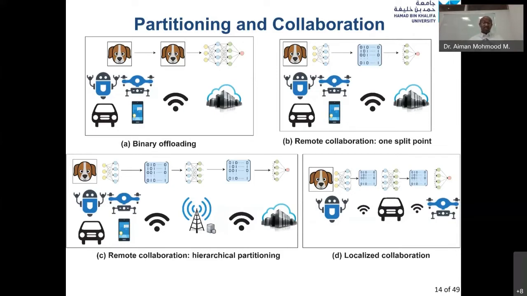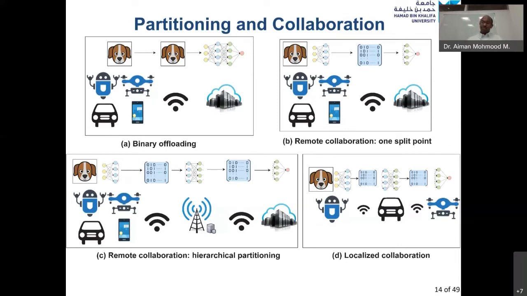Also, we might have a situation where we have a hierarchical partitioning. Some of the neural network components will be running on the end device. Some of it will run on the edge. In this case, it's the tower. So communication of the intermediate results goes there, but also some parts can run on the cloud, and intermediate results are sent all the way to the cloud, and the final outcome is generated at the cloud site.